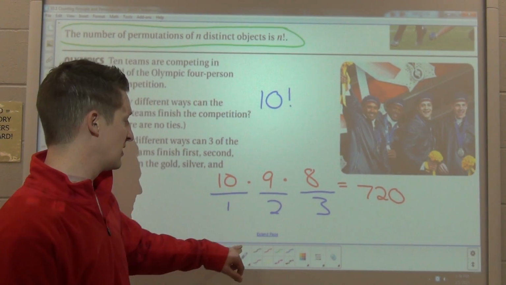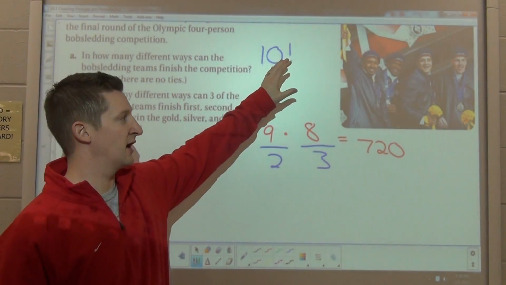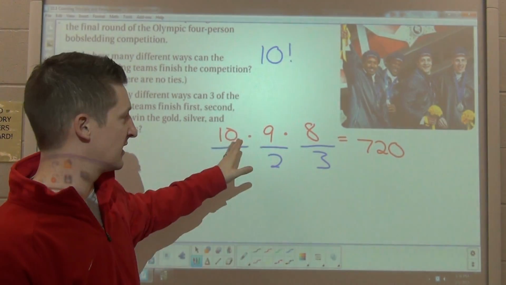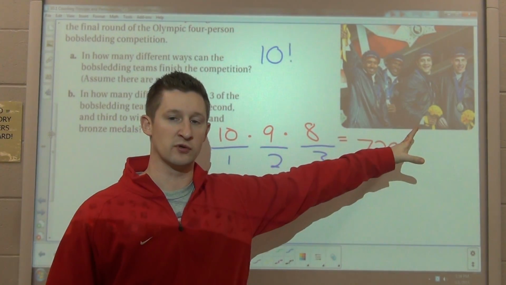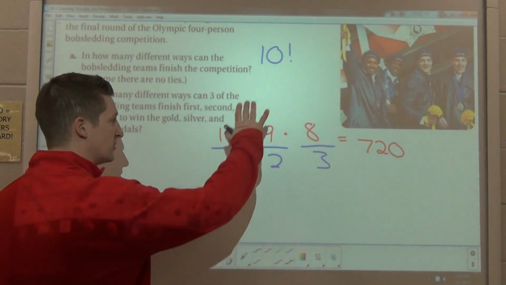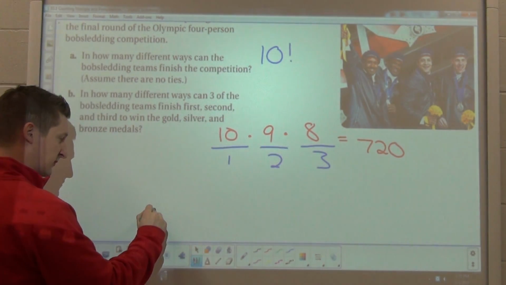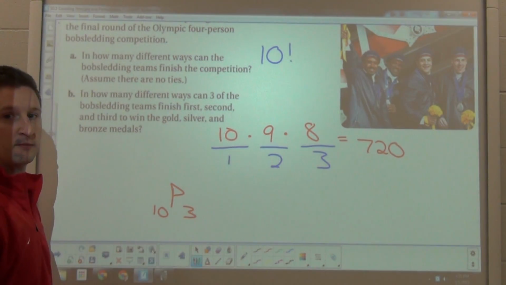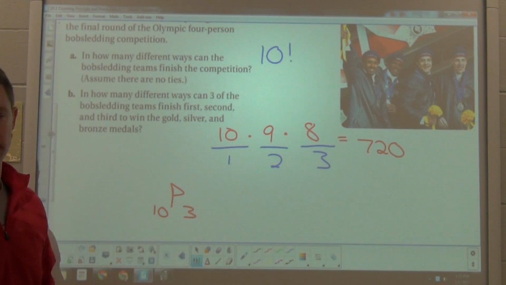Now if we relate this to the idea of permutations, when we did 10 factorial, that was using all 10 teams lined up in a row. And 10 factorial meant 10 times 9 times 8, but it also then had to multiply it times 7 times 6 times 5 and so on all the way to the end. But I only have 10 times 9 times 8 here. Well, this is still a permutation, just not using all of the objects. What this could be written as, we'll see this on the very next slide, is I could write this as 10P3, meaning the permutation of 10 objects chosen 3 at a time.